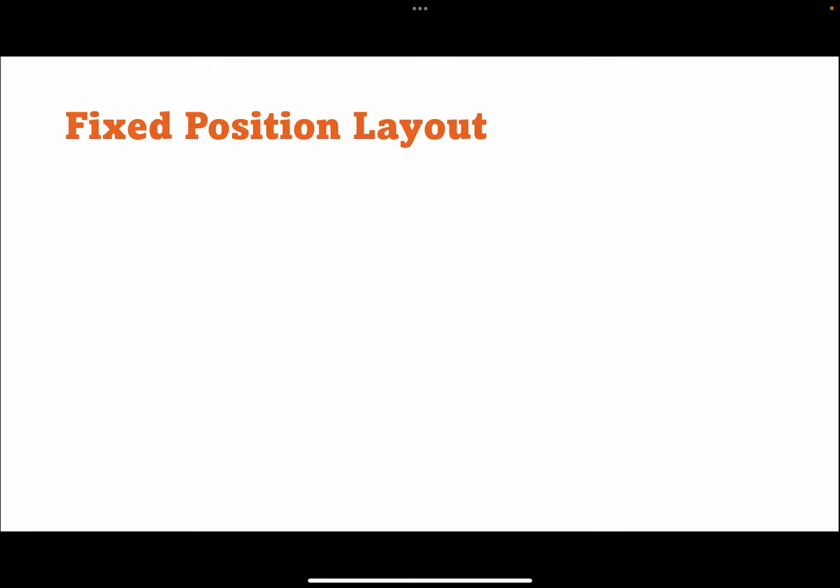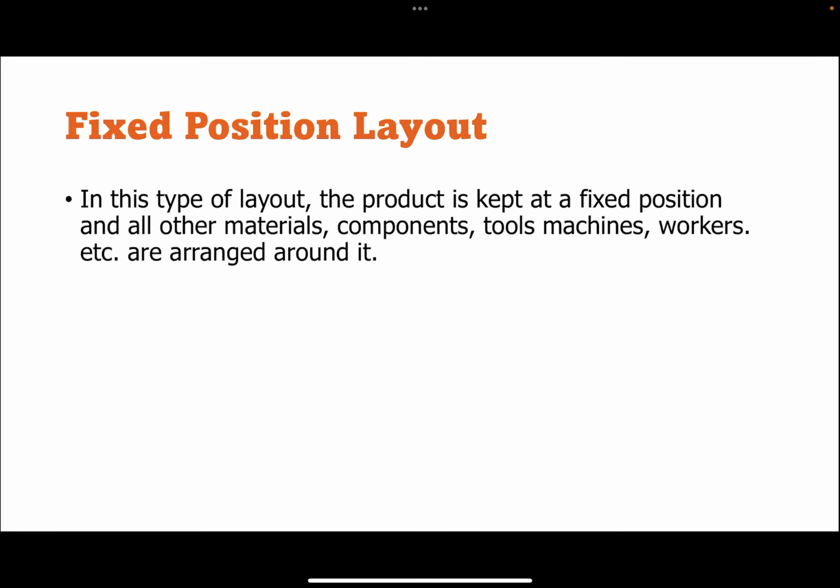Okay, now we are going to the third type of layout, that is called the fixed position layout. In fixed position layout, the product is kept at a fixed position and all other materials like components, tools, machines, workers, etc. are arranged around it. For example, take the case of when you are building a house. That is the product that is placed in a particular location, and whatever is required is brought there. Laborers or raw materials, other machineries, etc. are brought to that place and you manufacture that.